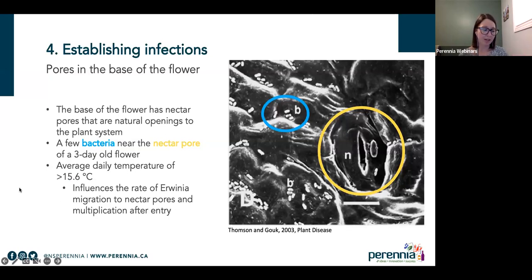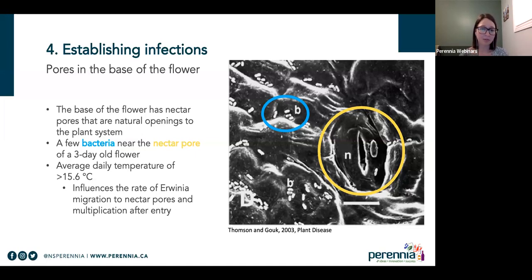Okay, so we've got the flower as the first factor. We've had bacterial reproduction, then we had wetting for the bacteria to move, and now we're at the point where infections become established. So now we're at the base of the flower, where there are these nectar pores where the bacteria can gain entry. We're actually looking at a close-up photo here of a nectar pore that's circled in yellow. And in blue is showing the bacteria that are very near to that nectar pore. So there's bacteria everywhere along the base of the flower here.